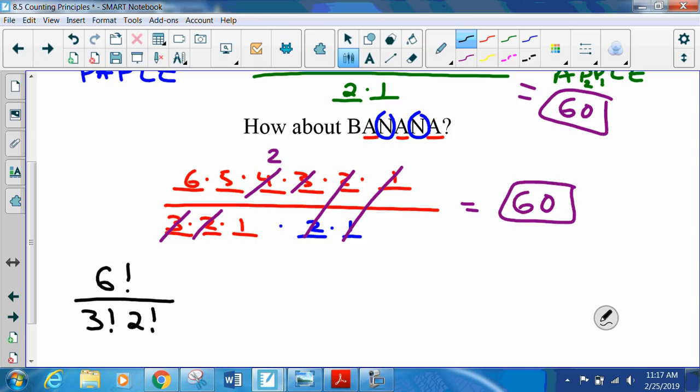I prefer using the counting principle because it just seems to make more sense. But if you like this, let's go ahead and use that as a second option. You can choose whichever one you want.